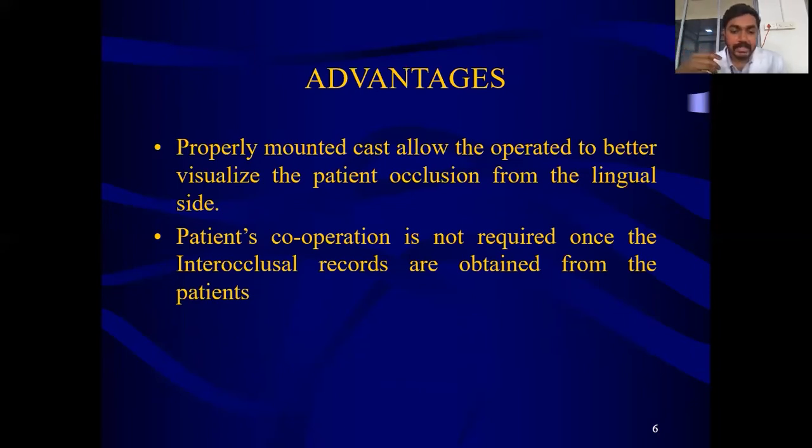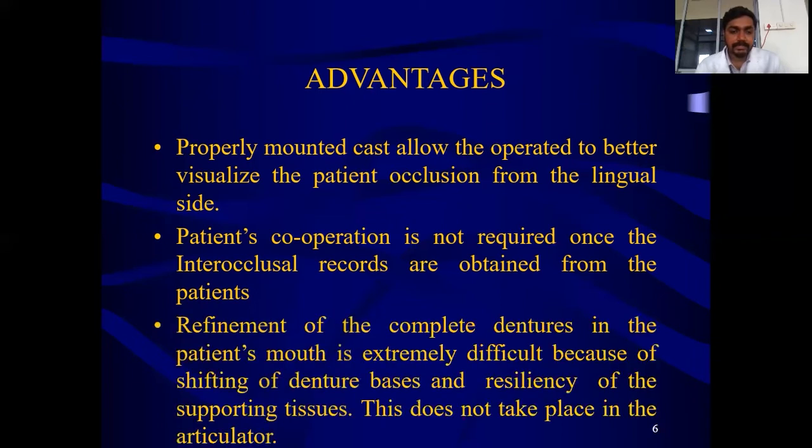So the patient's cooperation is not required once the interocclusal records are obtained from the patient. Once the records are obtained, whether they are centric or eccentric records, after that, even in the absence of the patient, we will be able to fabricate the prostheses which exactly fit the patient.